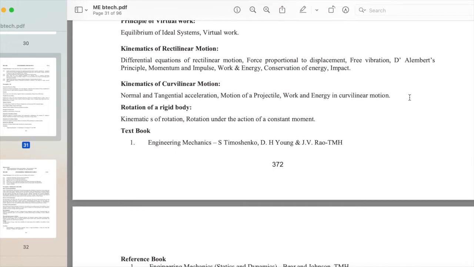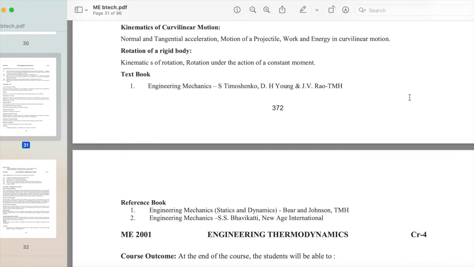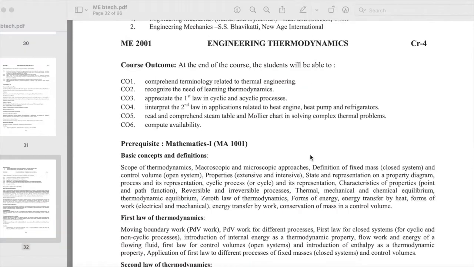Textbook 1. Engineering Mechanics, S. Timoshenko, D.H. Young and J.V. Rao, TMH. Reference Book 1. Engineering Mechanics, Statics and Dynamics, Beer and Johnston, TMH. 2. Engineering Mechanics, S.S. Bhavikatti, New Age International.